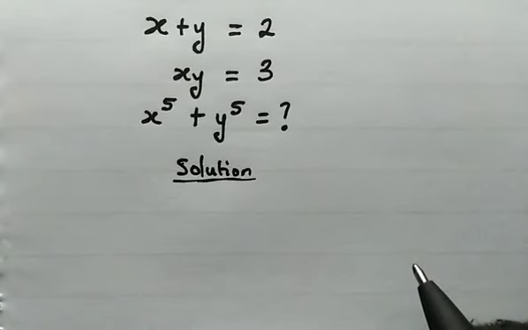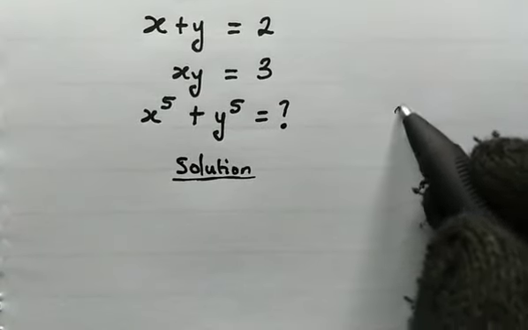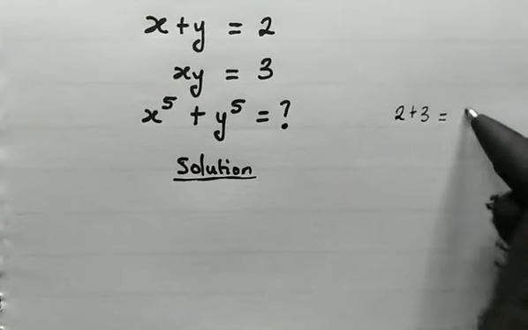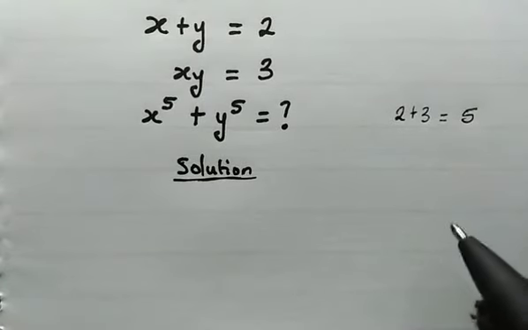Today we have this nice looking Olympiad Math problem. We're given the sum of x and y equals 2, their product equals 3, and here we're going to evaluate the sum of their fifth powers, right? Now let's get started. We need to take note that 2 plus 3 is actually equal to 5, right?